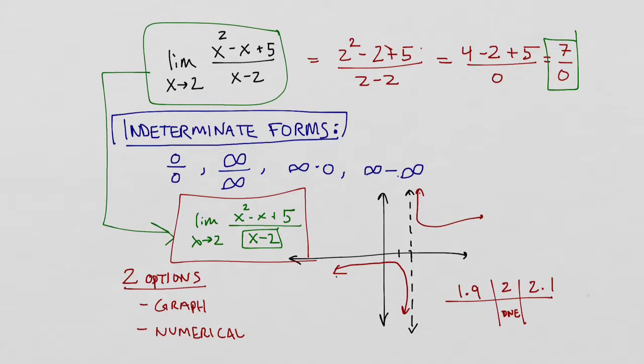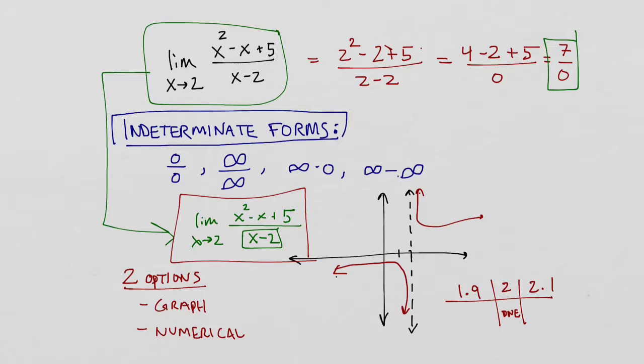So let me resolve this for you both ways. Graphically, this is what the graph actually looks like. And numerically, I'm just going to do a super simple analysis over here. I've got a table of values, and I've plugged in 2, at which point the function doesn't exist because I'm dividing by 0. And then if I go just a little bit to the right, just 1/10 to the right and 1/10 to the left, that will shed some light on the situation.